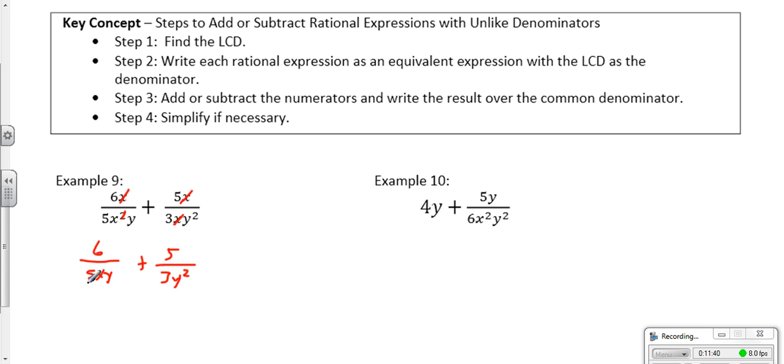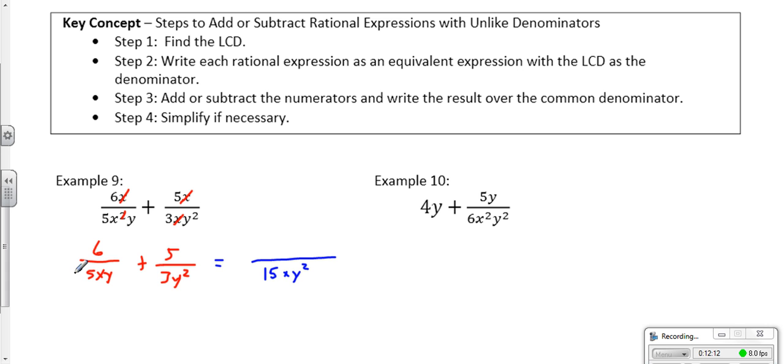So here, what's the common denominator? Well, the 5 and the 3, that's pretty straightforward. That's going to be 15. X and no x, so they both have to have an x for them to be common. Y and y squared. Well, like we said, we take the exponent with the largest one. So that's going to be our common denominator. Now how do we get each denominator to be that 15y squared?